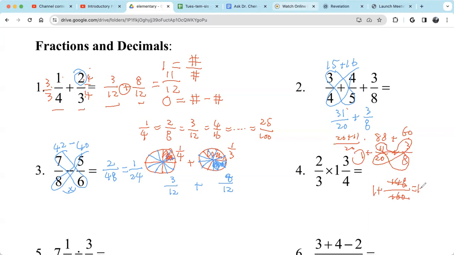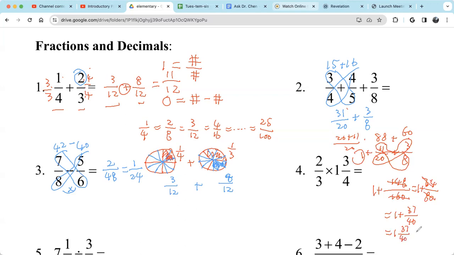If I divide by 2, 148 divided by 2, I get 74. 160 divided by 2, I get 80. Oh, still even numbers. I can divide by 2 again. So 74 divided by 2, get 37. 80 divided by 2, I get 40. Now, 37 is a prime number, so the only factors are 1 and itself. So my answer is 1 and 37/40.